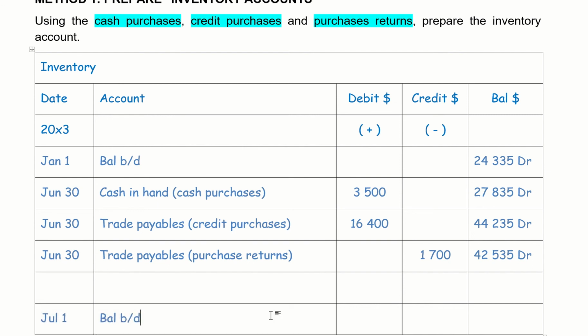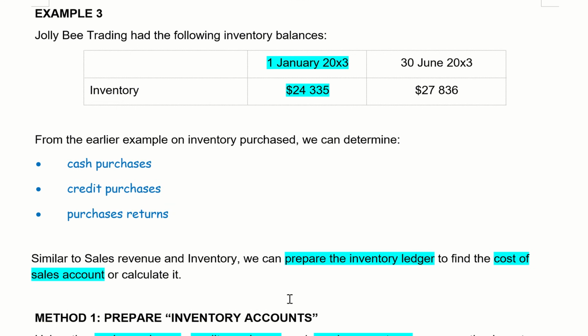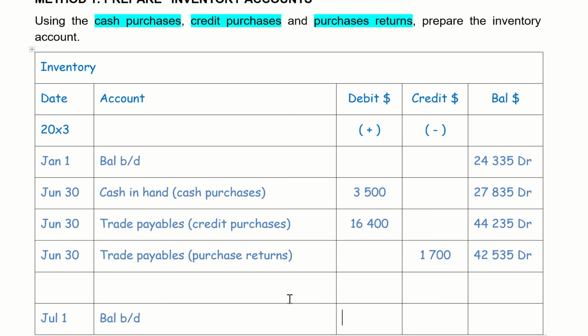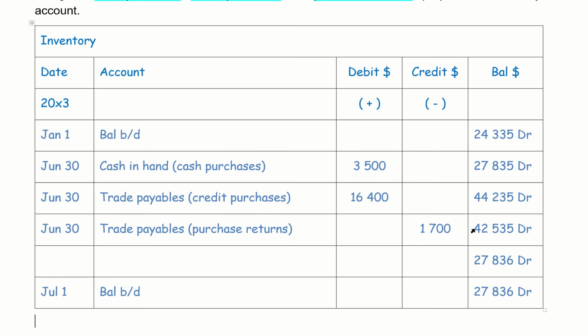So what is the ending balance value? 27,836. So I will record balance brought down in the balance column, 27,836. So the question is, how did 42,535 drop so much and only become 27,836? Why was there such a big drop? There was a big drop because of cost of sales.